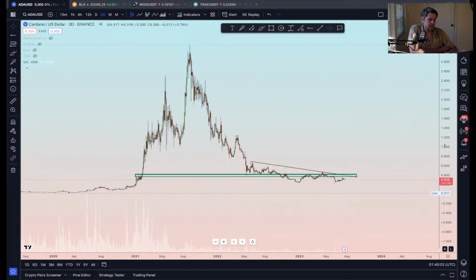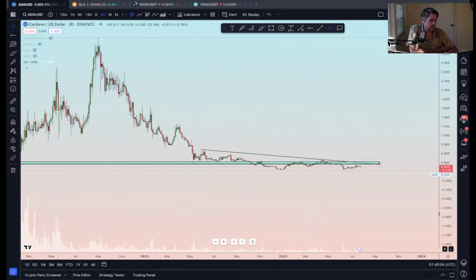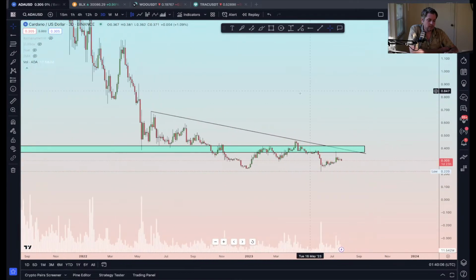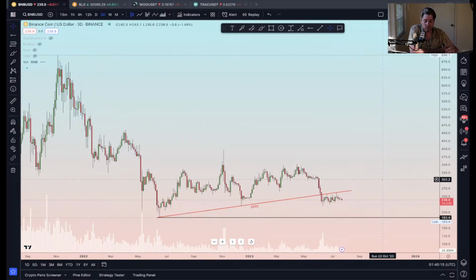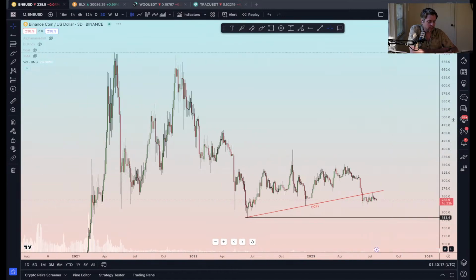Cardano, nothing really to report here. It's on the watch list. We'll cover it, but really, there's nothing to get excited about in Cardano until you can get above this downward sloping line of resistance. So moving on, that's what we're looking for. We need to break that downward sloping line of resistance.